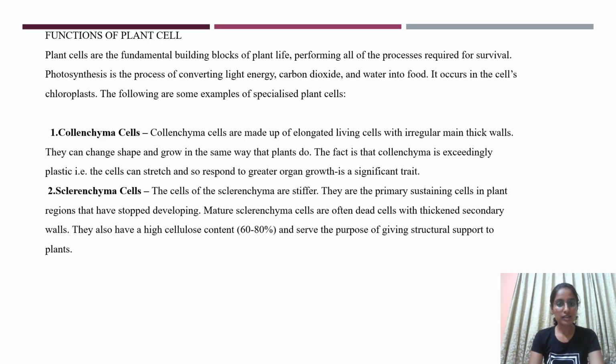Sclerenchyma cells. The cells of the sclerenchyma are stiffer. They are the primary sustaining cells in plant regions that have stopped developing. Mature sclerenchyma cells are often dead cells with thickened secondary walls. They also have a high cellulose content, 60 to 80%, and serve the purpose of giving structural support to plants.